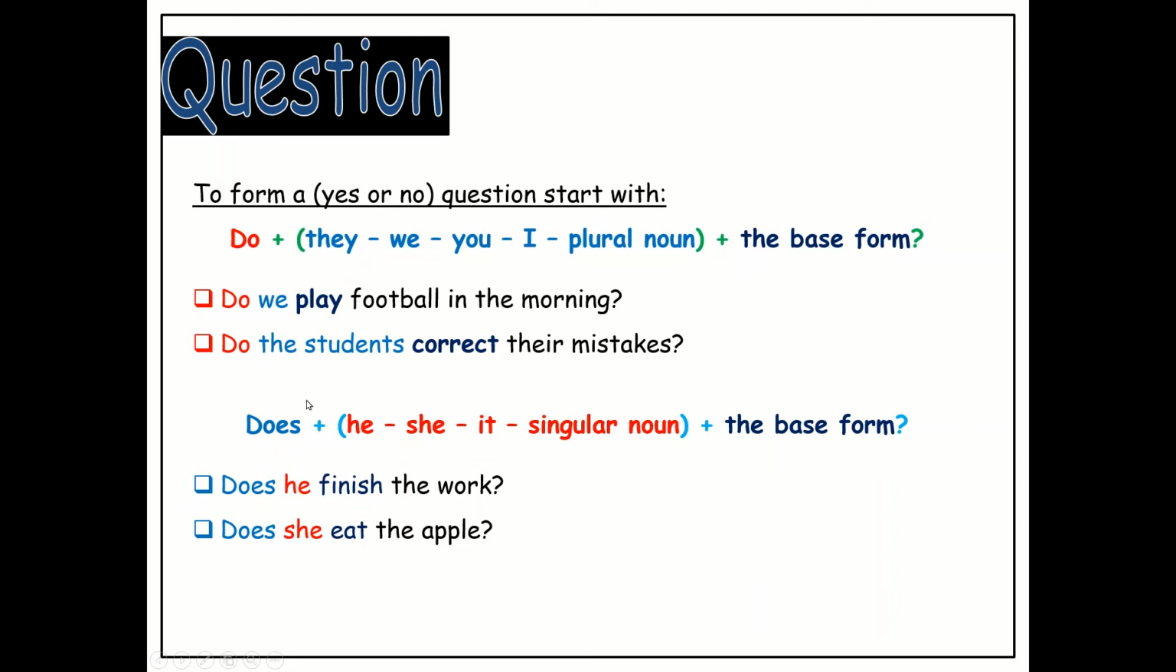Okay, now with the other one, which is does. So when do we use does? We use does if we have he, she, it, or a singular noun, plus the base form of the verb. For example, does he finish the work? Does she eat the apples? So we use the auxiliary, which is do or does, plus the subject, and it depends on whatever subject you want. So you will use do or does, and after this, obviously and all the time, we have the base form of the verb.